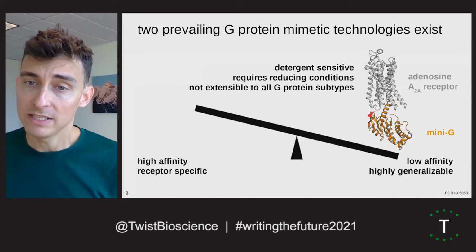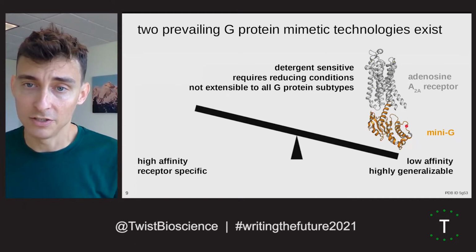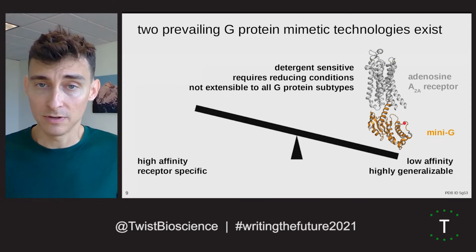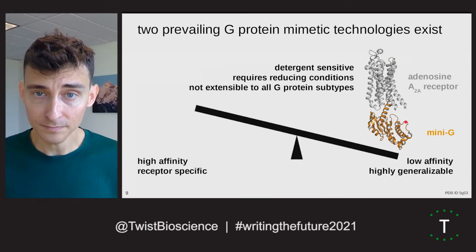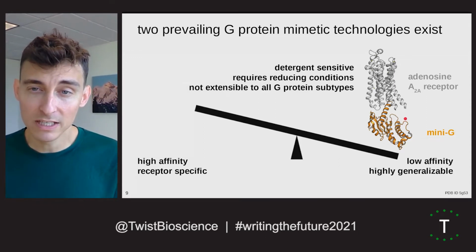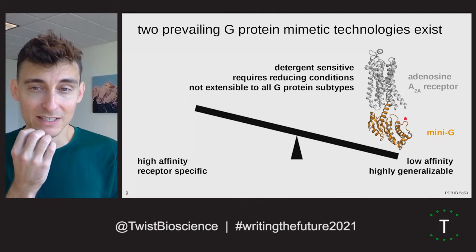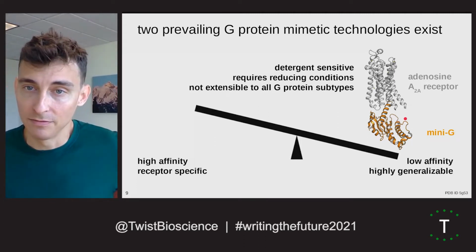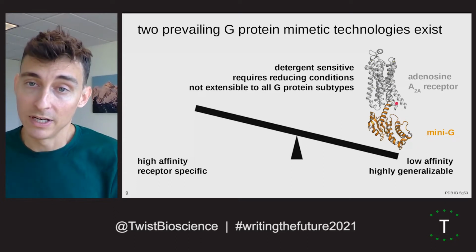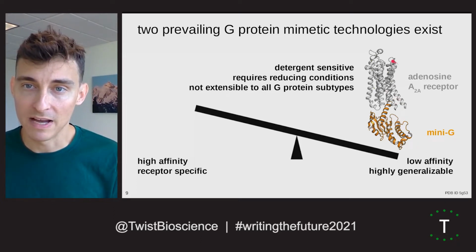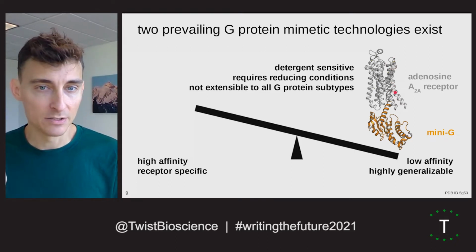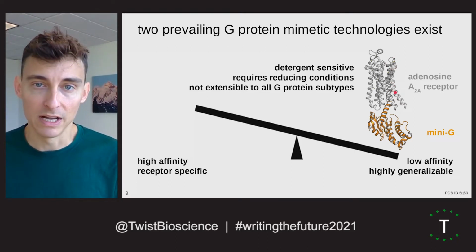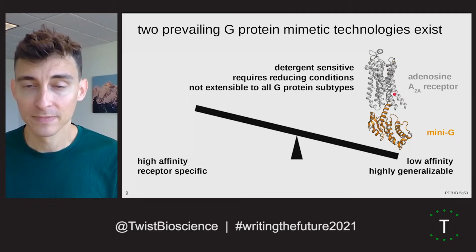So mini-G itself, the structure is fairly detergent sensitive, so it's denatured in the presence of detergent. It does require reducing conditions. There's some unpaired cysteine residues, and it tends to ladder if you don't have a reductant in the solution. And GPCRs also have disulfide bonds in the extracellular loops. And so it does require some very careful tuning of the redox conditions to use mini-G.